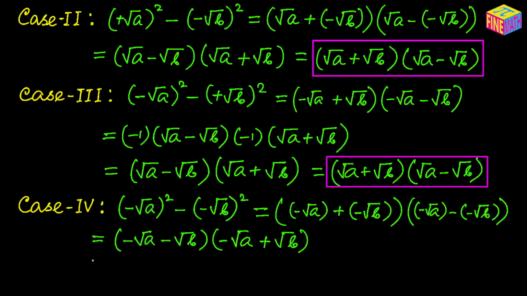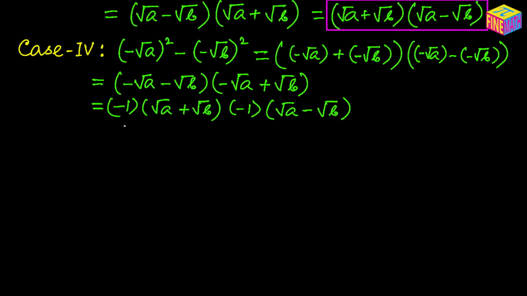And then let's take a negative 1 out of the first parenthesis. If we take a negative 1 out, then we are going to be left with a positive square root of a and a positive square root of b. And similarly from the second parenthesis also, let's take another negative 1 out. We are going to be left with square root of a minus square root of b.